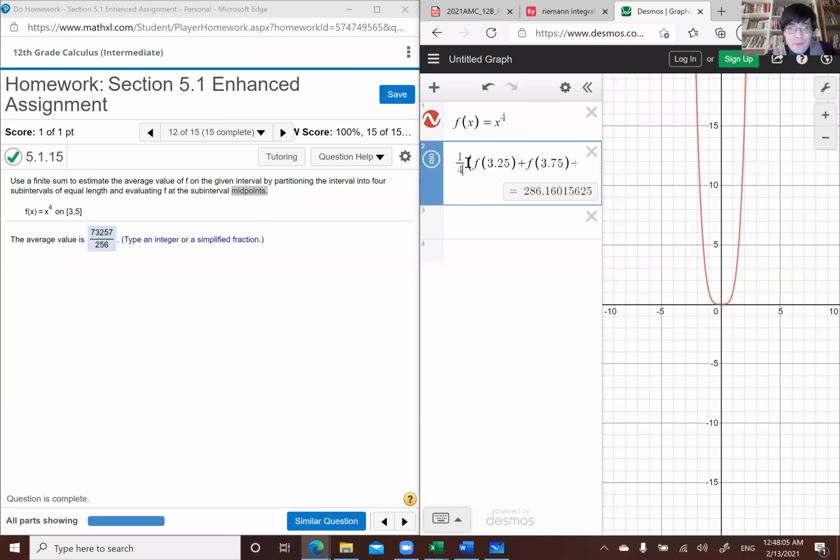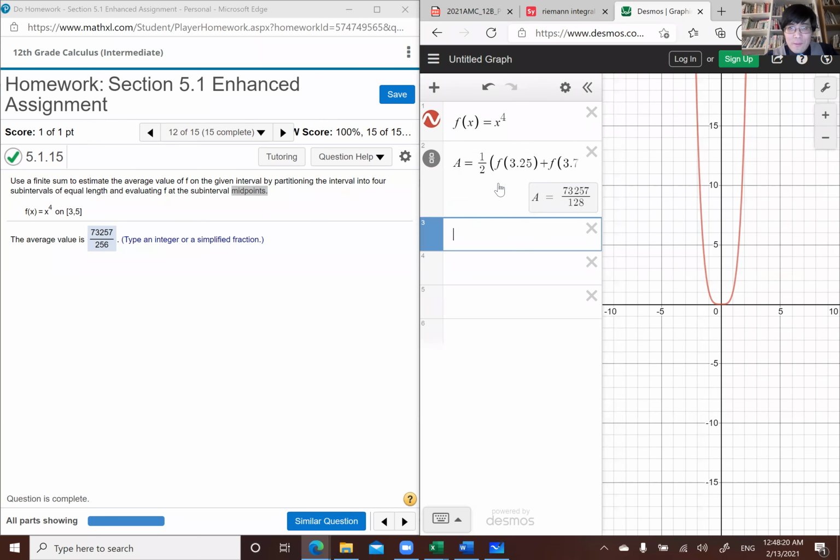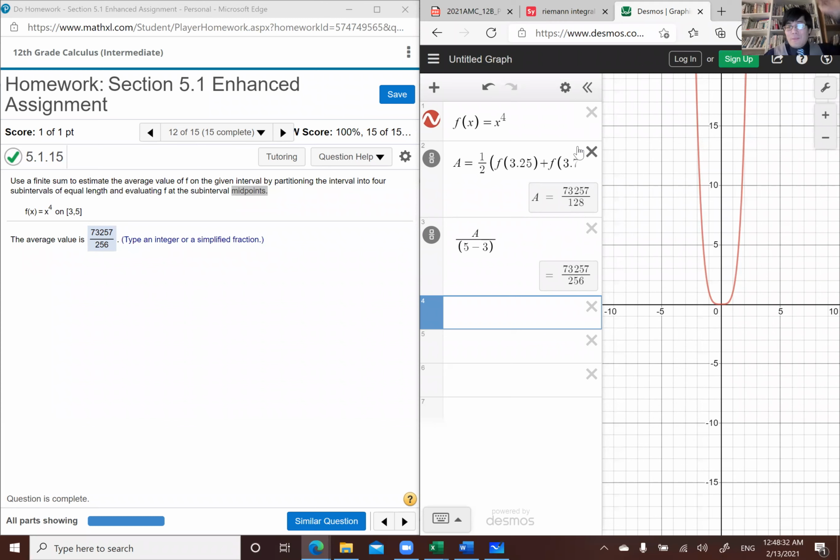So this is the sum of all the areas, which can be reduced into a fraction like this. Let's give a name to this one. So this is area. And we're going to divide it by the length of the interval. So it's going to be 73257 over 256. Okay, so that's the answer in fractions.